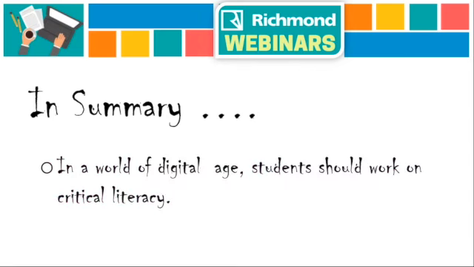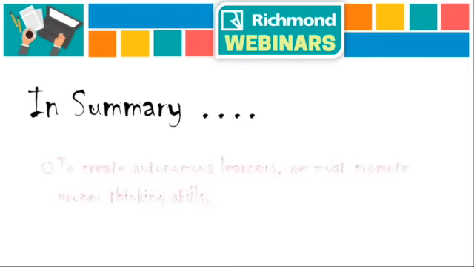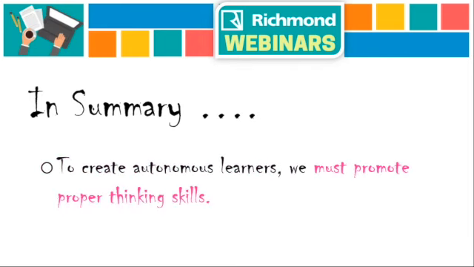In the digital age, we know students need to grow some critical literacy to know what they can believe or not believe. And to create autonomous learners, we must provide proper thinking skills. There's no way to have autonomous learners if we are not giving them these thinking skills.